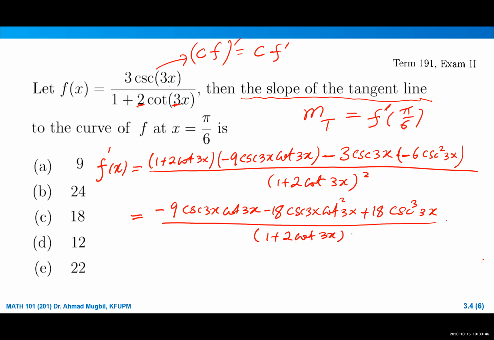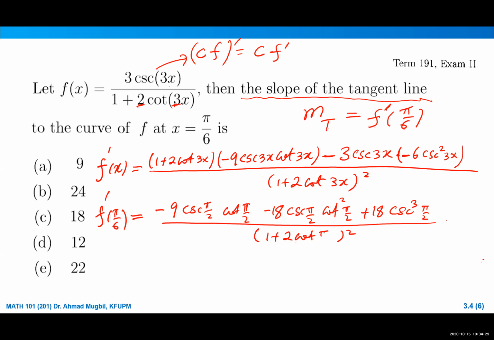Now, ya shabab, let's substitute. Now we need to find the derivative at pi over 6. Now, when you have 3x, if you put instead of 3x pi over 6, what will it be? It will be pi over 2, am I right? So now I will find the derivative at pi over 6. So instead of 3x, I will write pi over 2. Also here, pi over 2. Here, pi over 2. And in the last one also pi over 2, and in the denominator pi over 2.